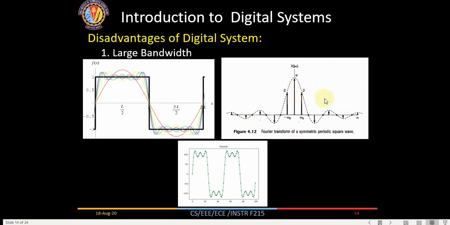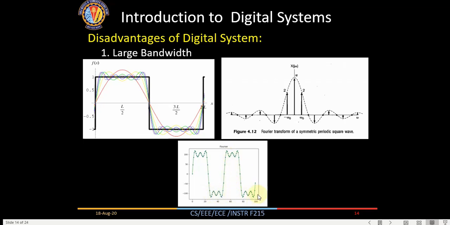On the right-hand side, in the graph I have shown here, the fundamental frequency has the maximum amplitude, and the higher harmonics have lesser amplitudes. So if I have to transmit a pure square wave, what is the bandwidth required? It will be infinite. To transmit a perfect square wave, I require infinite bandwidth. That is the disadvantage. Generally, infinite bandwidth is not given to a digital system; a finite bandwidth will be given. So the fundamental frequency will be transmitted, and maybe 10 or 20 higher harmonics also will be transmitted.